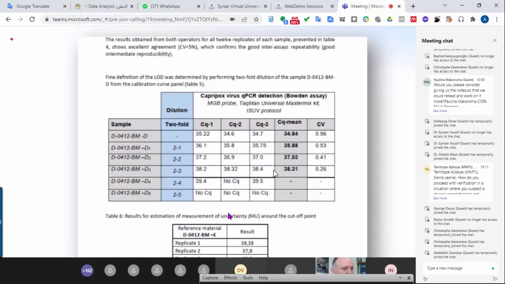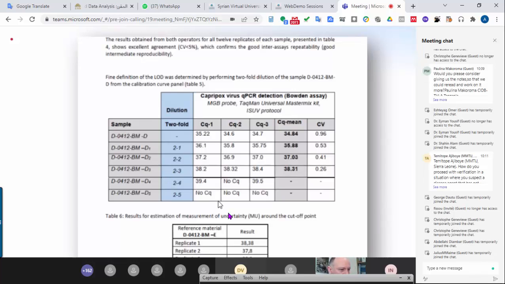And then you use this sample and perform 10 replicates, you test this sample 10 times, as you can see here, to determine the measurement uncertainty. And as you can see here, the measurement uncertainty at this point was 0.93 CT values.